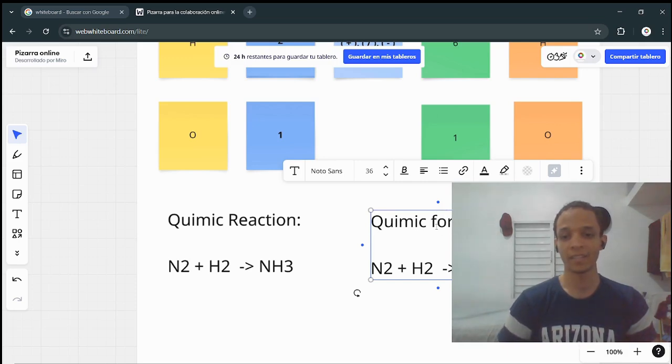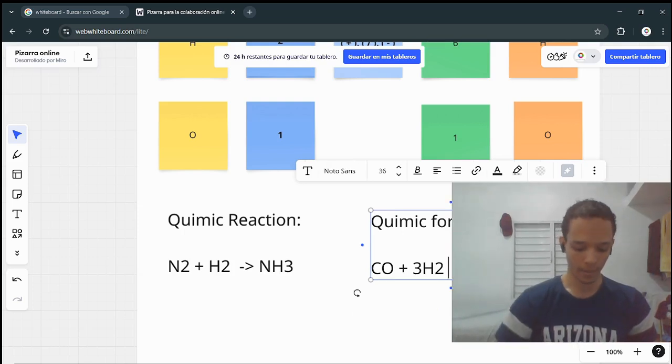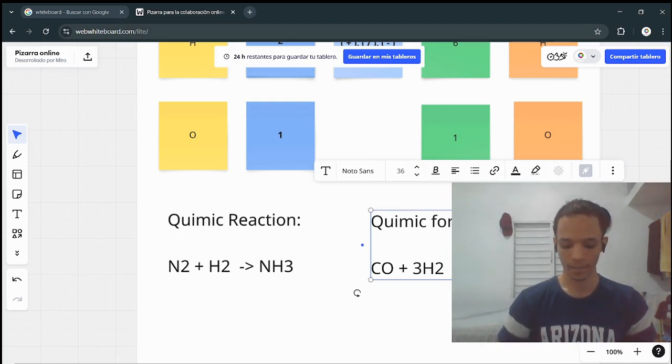Let's put it in this case. And this is the same thing, okay? Let's put here CO, this is carbon and this is oxygen, plus 3H2. Let's put this like this. It gives us a reaction of CH4 plus, let's put this bigger, H2O.